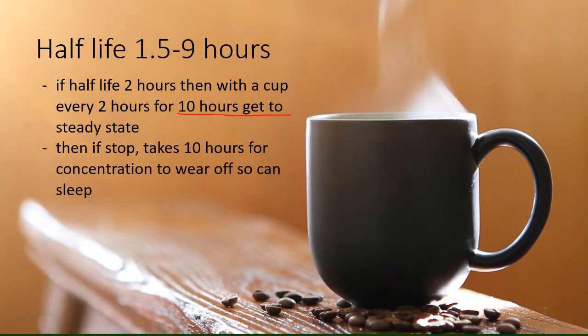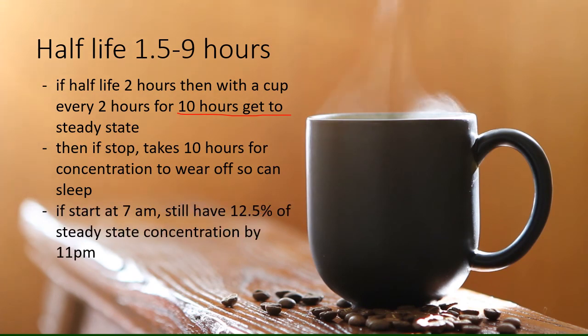So let's say then that you start drinking at 7 o'clock in the morning and you have a cup of coffee every 2 hours until you achieve the blissful state of steady state caffeination. And then if you decide to go to sleep, even at 11 o'clock at night, you still have 12.5% of your steady state concentration still in your system when you're trying to nod off to sleep. And all that information is brought to you by the beauty of half-life.